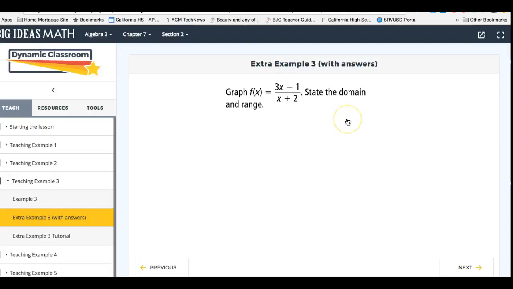So what I want you to do in this one is look at this function and find the asymptotes, and then state the domain and range. In the answer box, I want you to write down your two asymptotes, so x equals and y equals, and then state the domain and range for this function. That's what you're going to put in, all in the same text box: the vertical asymptote, horizontal asymptote, domain, and range. Make sure you clearly label that in the answer box.